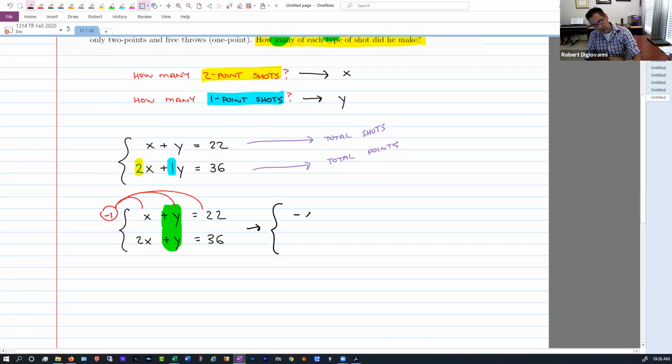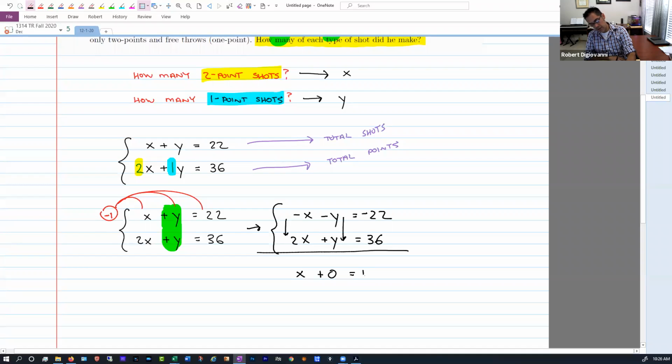So you've got -x - y = -22. And then we get 2x + y = 36. And then add straight down. See, -x plus 2x is going to give you just x. The y's cancel. And over here, you get -22 plus 36. I think that's 14. And that's just x = 14.